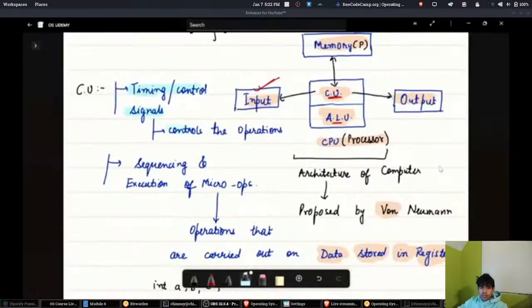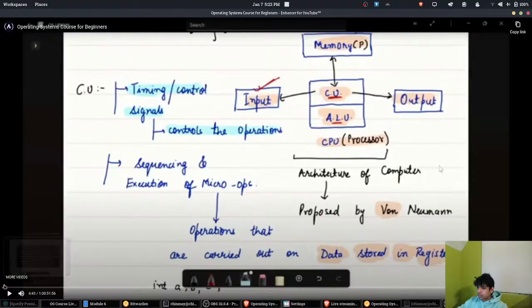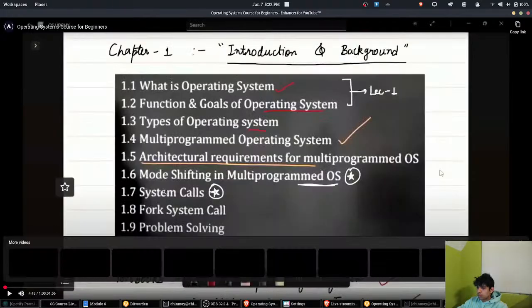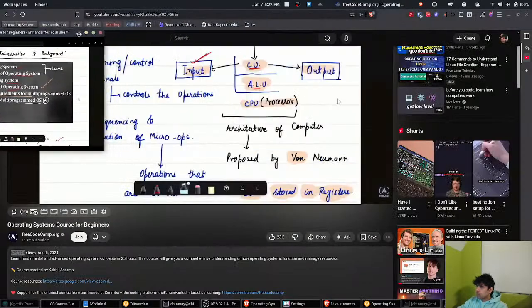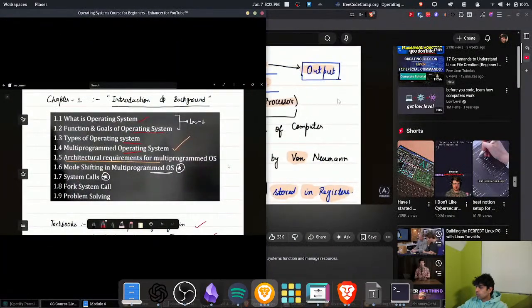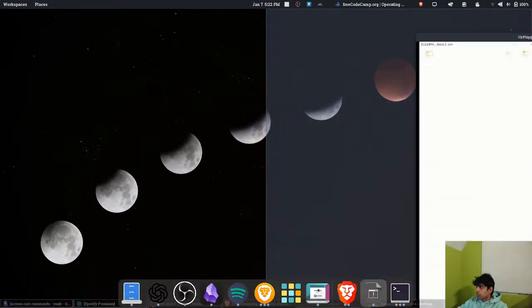We'll study about what is control unit. So control unit is the unit that has power of generation, timing or control signal, clock signals, you may have heard about it, that controls the operation. Types of operating system, multi-program operating system, architecture requirement, and so on. Mode shifting, system calls, fork system calls, and in the end, as I have promised in the preview, problem solving.